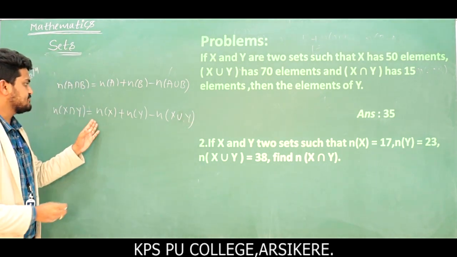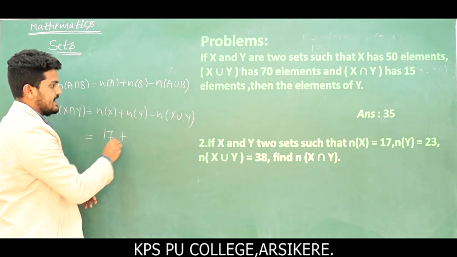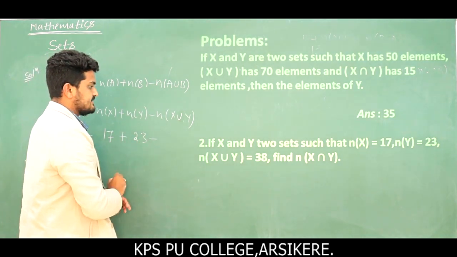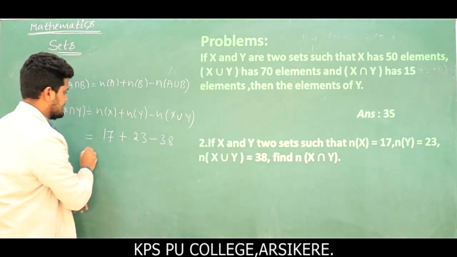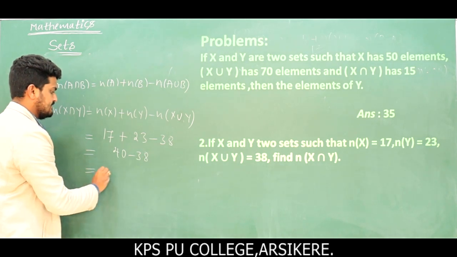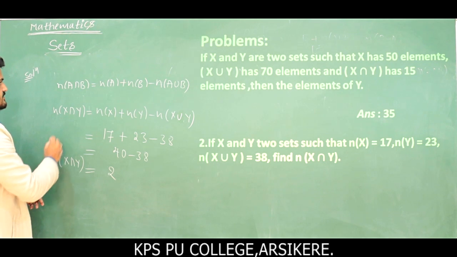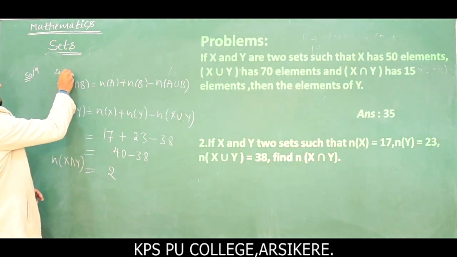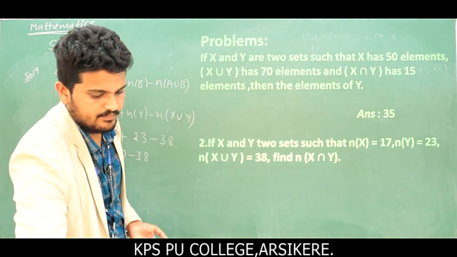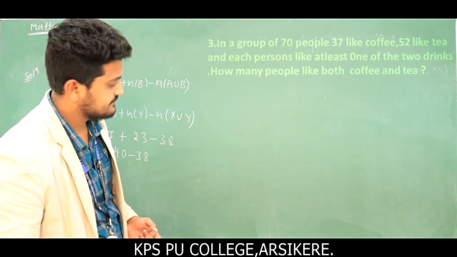So directly substitute. n of x is 17 plus n of y, 23, minus 38, which is equal to 40 minus 38, so 2. This is the value of n of x intersection y. First you write here "given", you have to write that yourself. So n of x intersection y is 2, answer 2. Okay, next one.